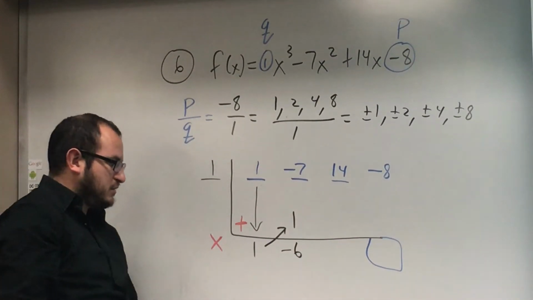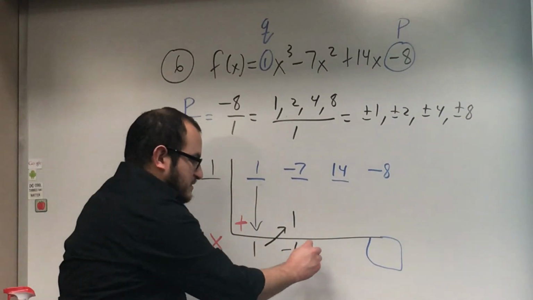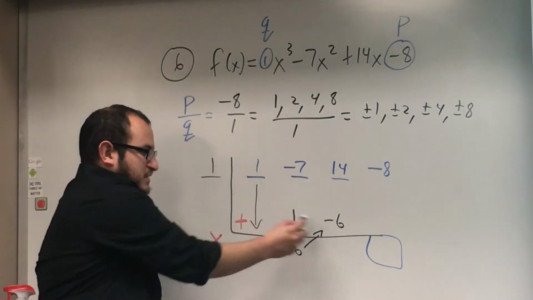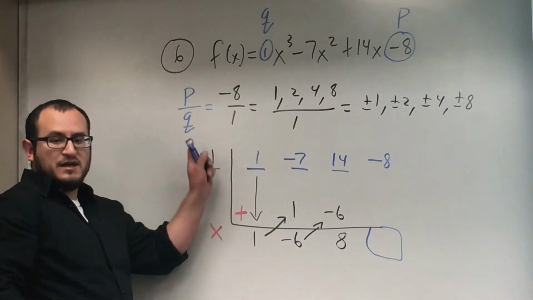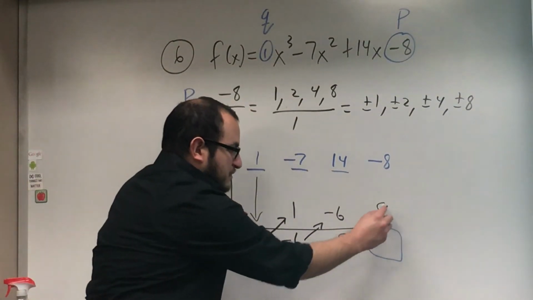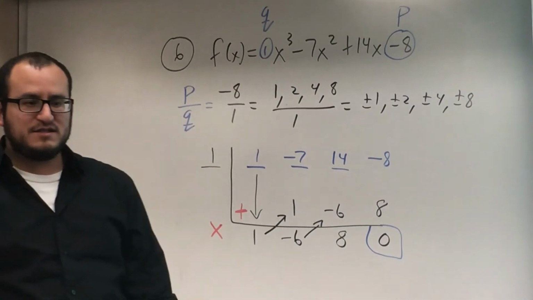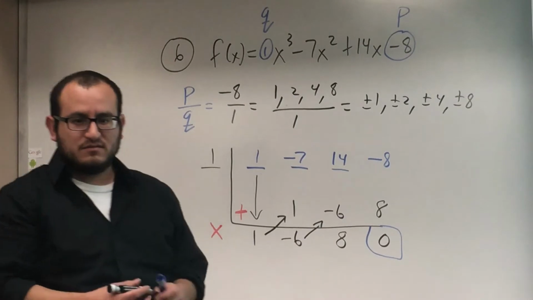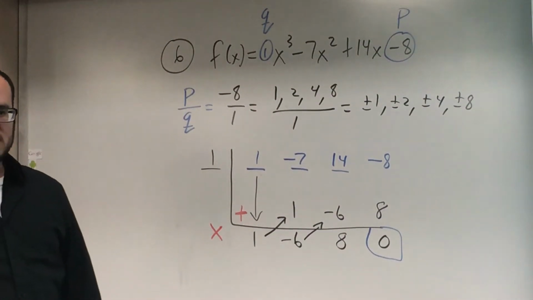Okay. Now we have two numbers on the outside. 1 times negative 6 is negative 6. 14 plus a negative 6 gives me positive 8. 1 times 8 is 8. And we get 0. This is what I want. You want to get 0. If you don't get 0, it doesn't work. That means that it's not a factor. That this number right here is not a 0. It's not a factor. It's not a root.